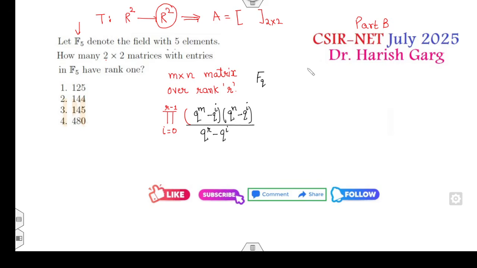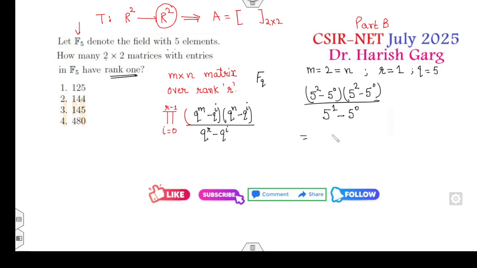Fine. So if you compare them, what is the value of m? M is 2, n is also 2. What is the rank? Rank is 1. What is the field? Field is 5. So if I substitute here, r minus 1, that's only one term. 5 raised to power 2 minus 5 raised to power 0, multiplied by 5 raised to power 2 minus 5 raised to power 0, divided by 5 raised to power rank minus 5 raised to power 0. 25 minus 1, 24. 25 minus 1, 24. 5 minus 1, 4. So that's a 6. 24 times 6, 144 is the right answer of the problem.